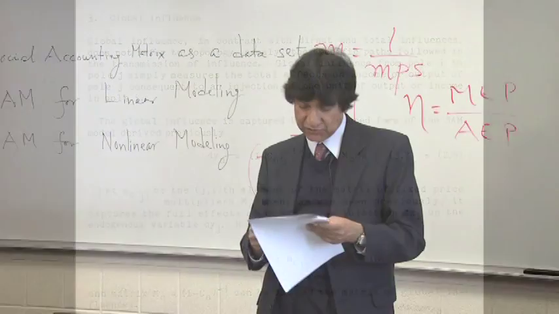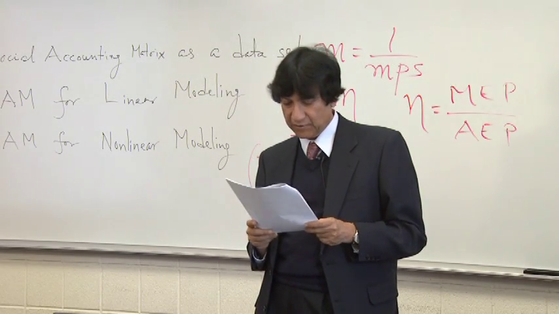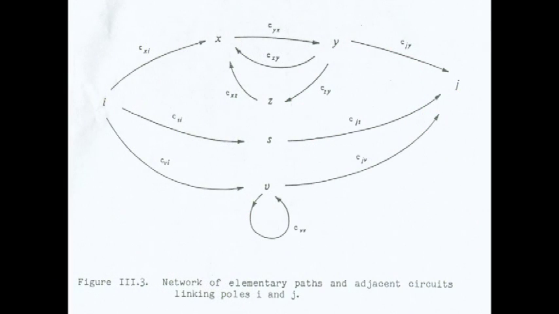And on the next page, page 75, we have a diagram that shows the network of elementary paths and adjacent circuits linking poles I and J. So I is the origin of some disturbance. Let's say you injected some money in the rice sector in this agricultural economy. Then J could be the income of small farmers. But in between, there are many different circuits and paths. So we are showing here 3 main paths, but on one of them, there is also looping around.